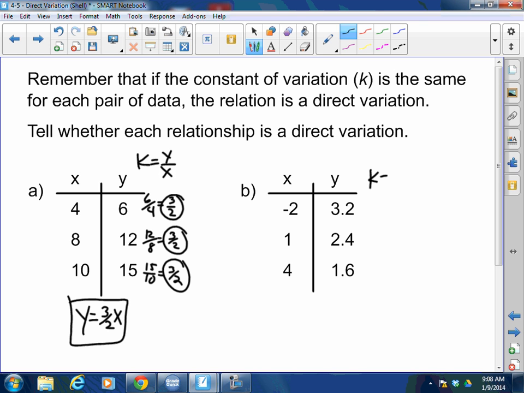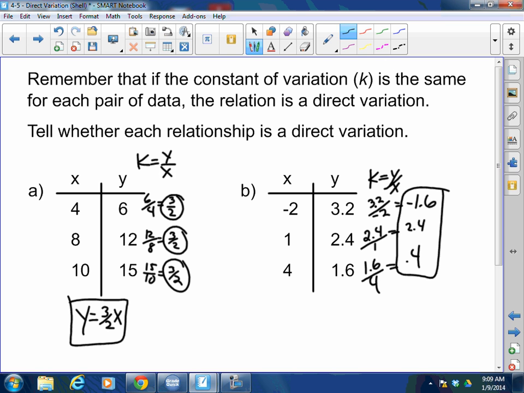Okay, let's see over here. My k is y over x. So let's see. I got 3.2 divided by negative 2, which is negative 1.6. I got 2.4 divided by 1, which is 2.4. And I got 1.6 divided by 4, which is 0.4. Are these all the same k? So is this a direct variation? No.